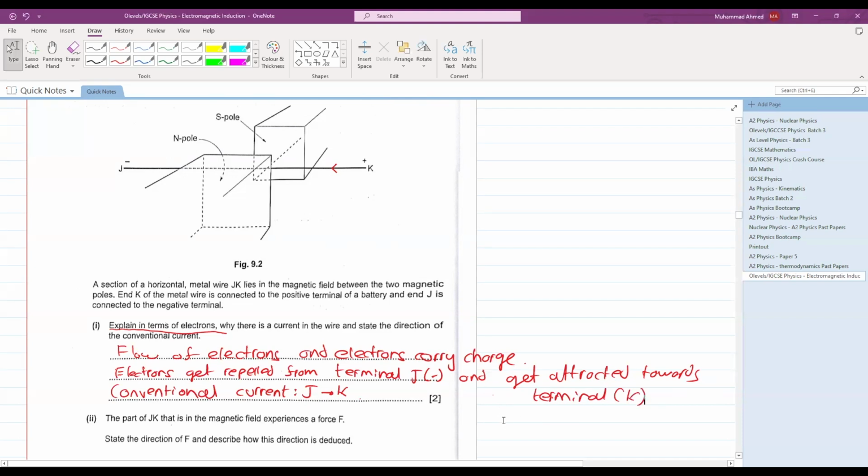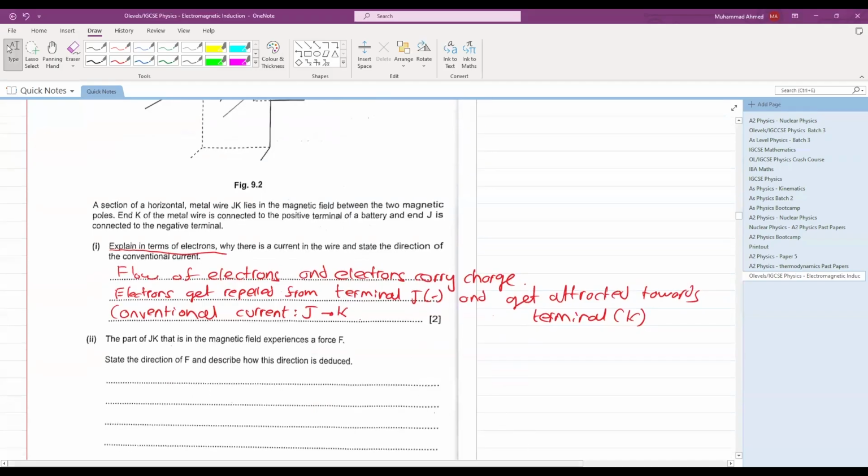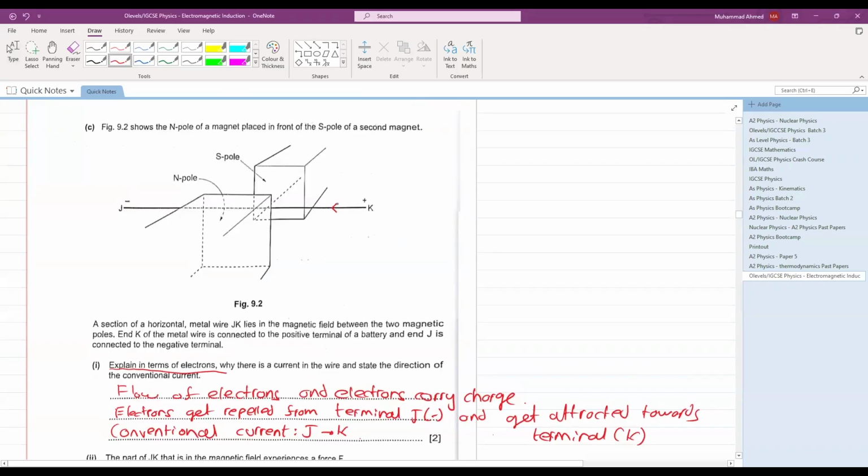The part of JK in a magnetic field experiences a force. State the direction of force and state how this direction was deduced. Okay. So your direction of flow of current is from positive to negative. You have to calculate the direction of force. You will apply Fleming's left hand rule. Magnetic field is going into the page like this. Current is going like this. Let's apply Fleming's left hand rule. Magnetic field into the page, current like this. Force will act downward, like this.